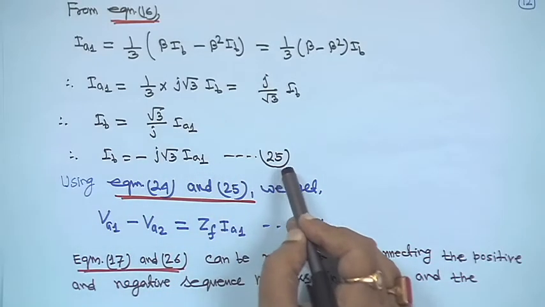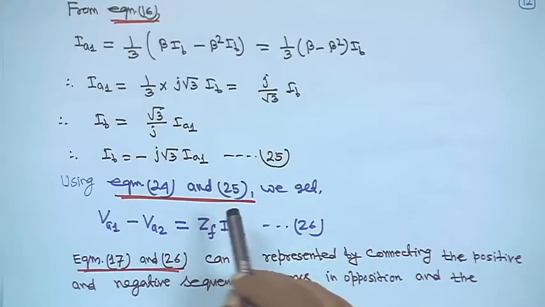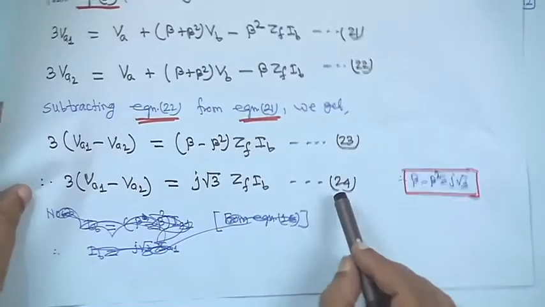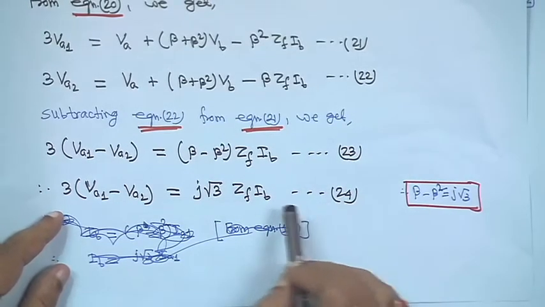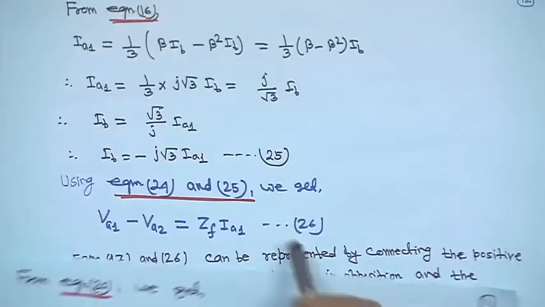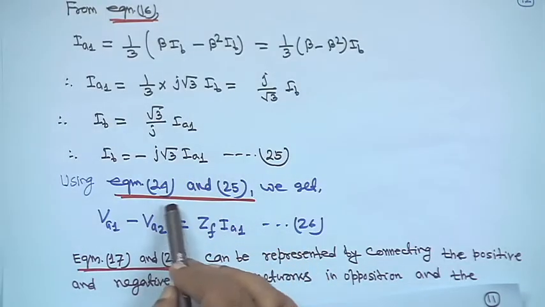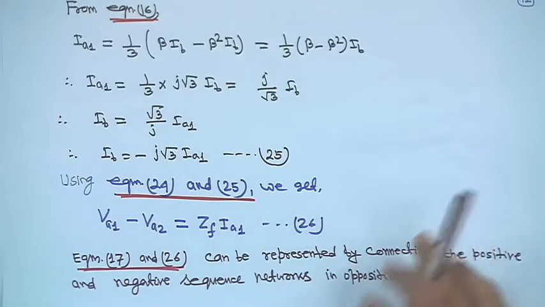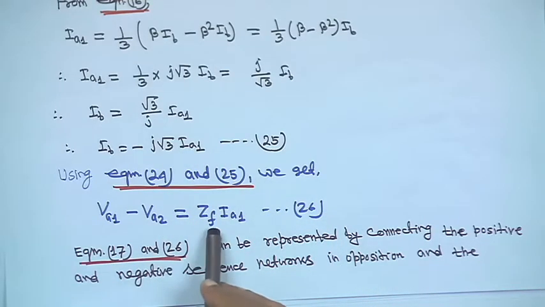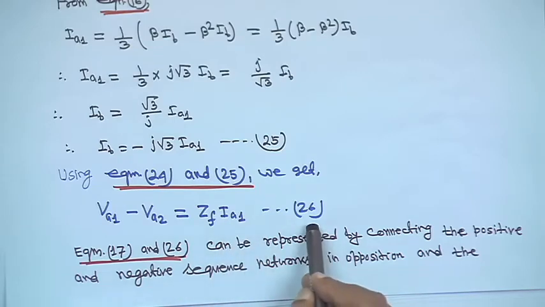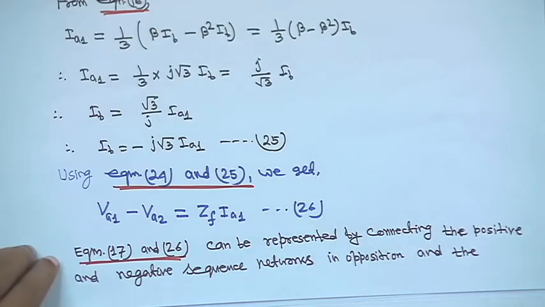This is equation 25. Now, using equation 24 and 25, in equation 24 you put the expression of IB from equation 25, that is IB is equal to minus j root 3 into IA1. Using equations 24 and 25 we get VA1 minus VA2 is equal to ZF into IA1. This is equation 26. Now equation 27 comes from 17 and 26.